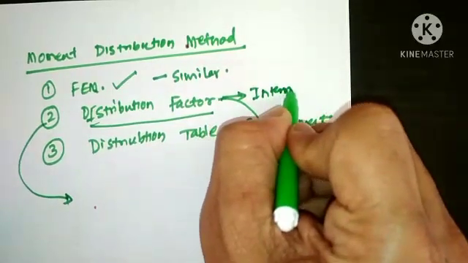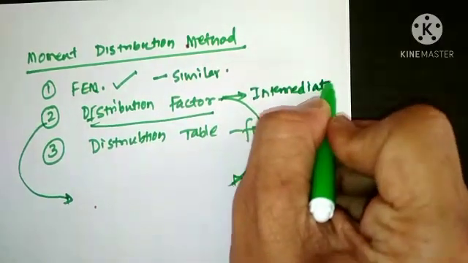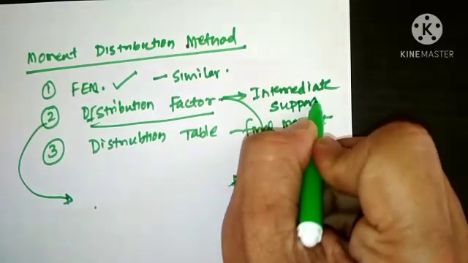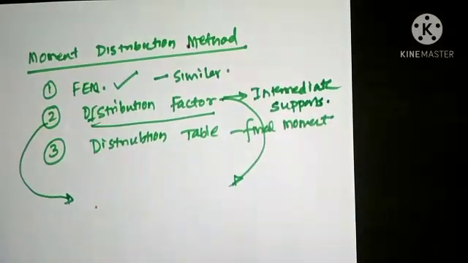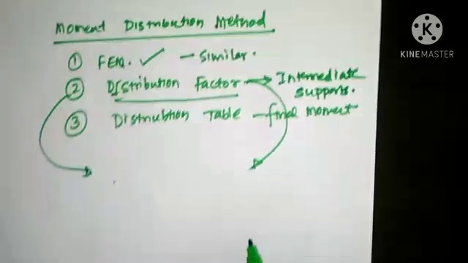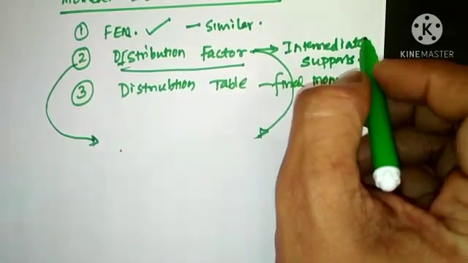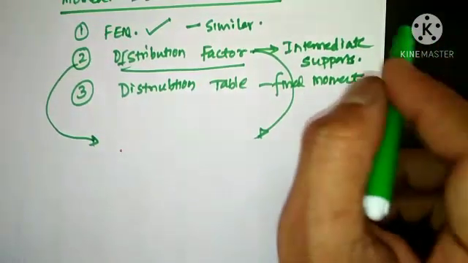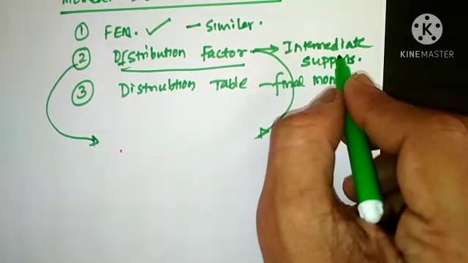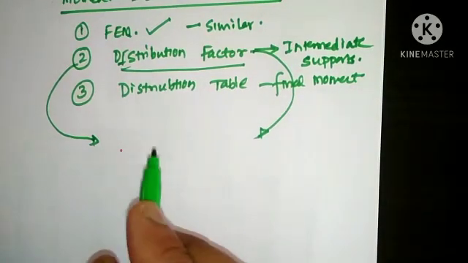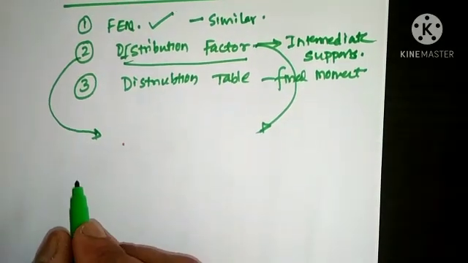Intermediate supports means we are going to understand which are the intermediate supports and which are the end supports. So we are supposed to look at how many intermediate supports there are, and corresponding to the intermediate supports, we are supposed to check what type of end support it belongs to.